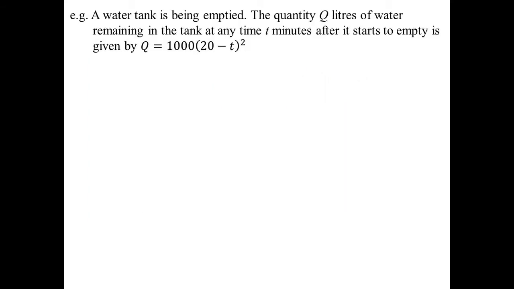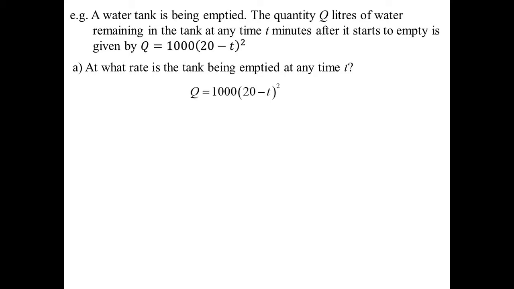Let's have a look at this example. We've got a water tank, and water is being emptied out of our tank. So Q is representing the number of litres of water that's in the tank, and we've got a function that's going to measure that. There it is, Q equals 1,000 (2 minus t) squared. First question, well, what's the rate the tank is being emptied at any time? So in other words, come up with a formula that'll describe the rate at which it's being emptied. Well, that's our derivative. How is Q changing with respect to time? So what is dQ/dt?